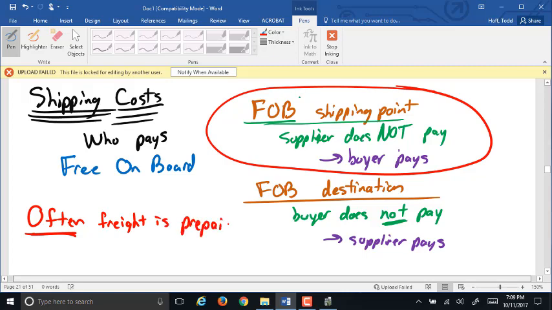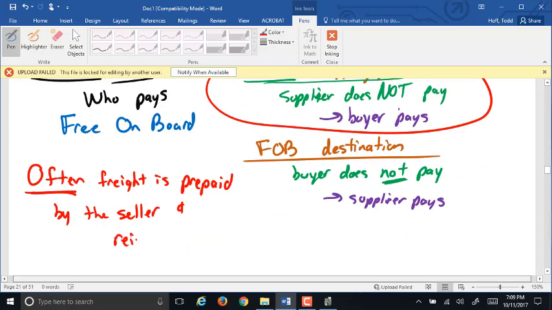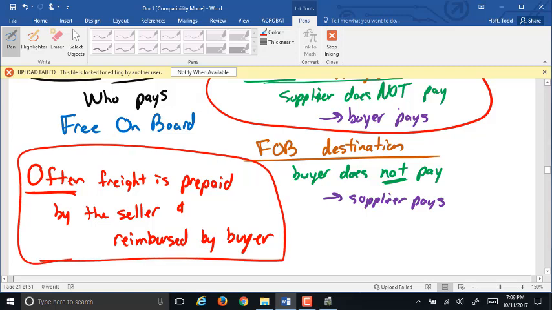Often the freight is prepaid by the seller and later reimbursed by the buyer. The reason for this is pretty logical. If I am a shipper and this seller is giving me this object to take to this buyer, says, yep, the buyer will pay you when you get there. No, you're going to pay me now before it goes in my truck, right? And the buyer will pay you back.